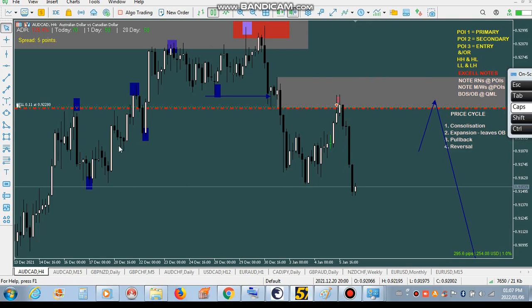You see these blue boxes? It's price making higher highs and higher lows. What is price doing? Price is pulling back into the area of supply.